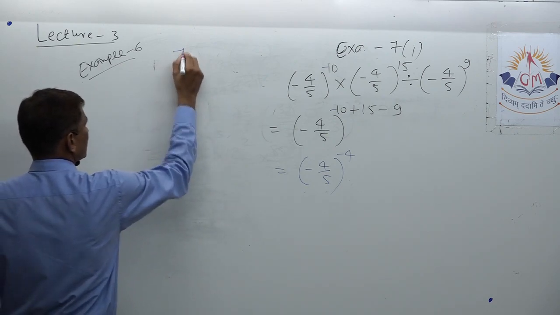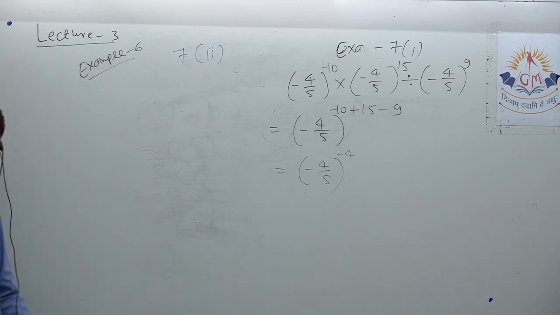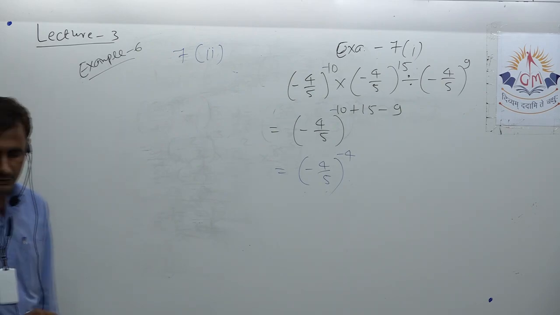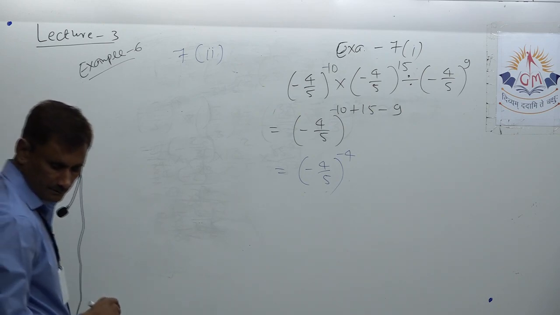Now 7's second one, 3 by 2 raised to 33 divided by 2 by 3 raised to minus 35.